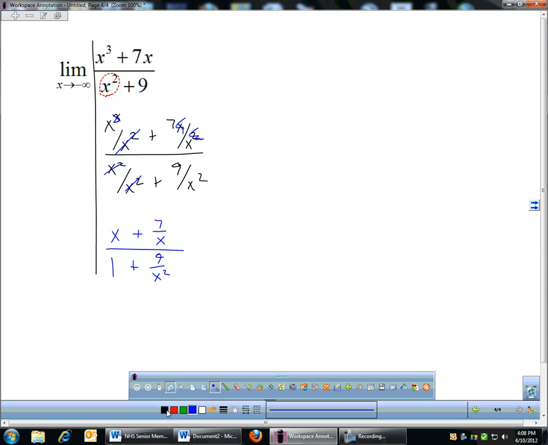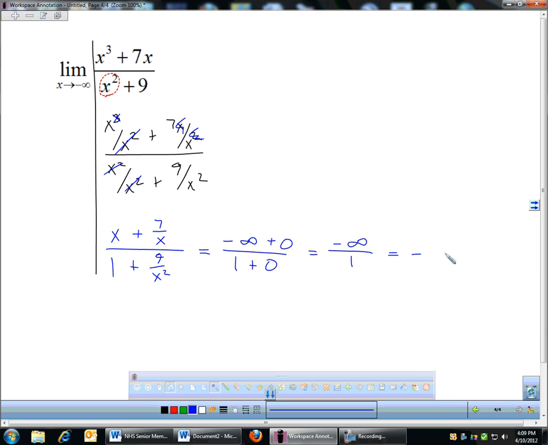And when I plug in infinity, okay, so I have negative infinity, I'm going to plug in for x right there, plus 7 over infinity. Now remember, 7 over infinity is 0. Even though it's a negative infinity, that's not going to change. It's still 7 divided by a huge number, so that's going to be 0, divided by 1 plus 9 divided by infinity, that's also going to be 0. So we have negative infinity plus 0 over 1, and anything divided by 1, this answer is actually negative infinity.